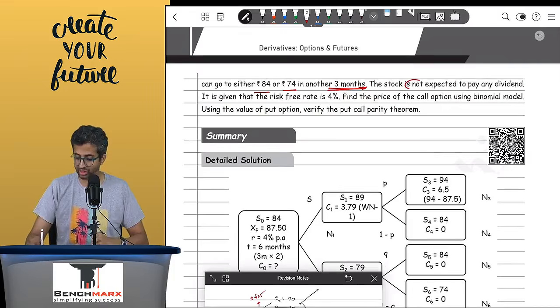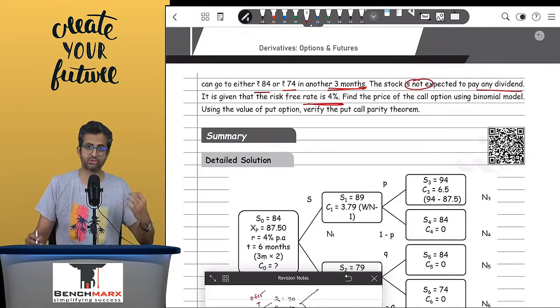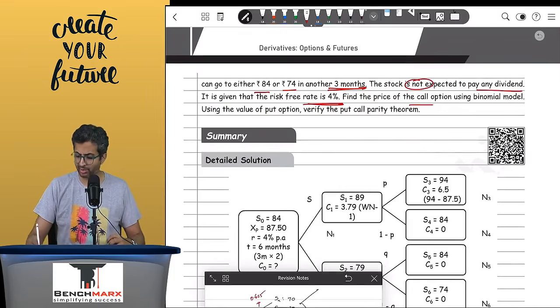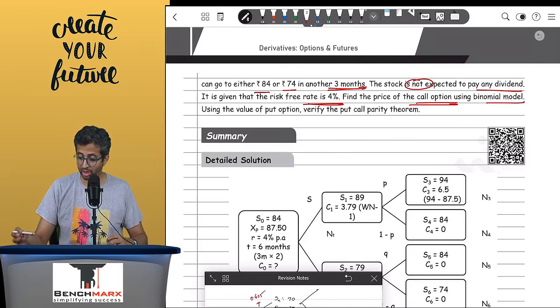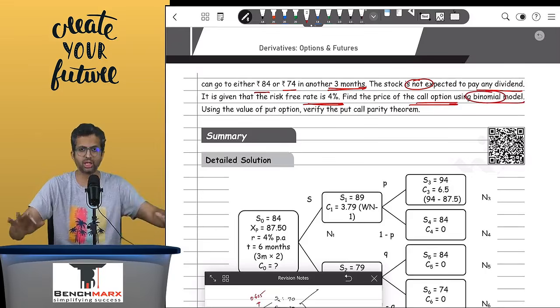The stock is not expected to pay any dividend. It is given that the risk-free rate is 4%; unless given otherwise, it is 4% per annum. Find the price of the call option using the binomial model. If the question just says this, we should use the risk-neutral probabilities approach, which is the easiest.